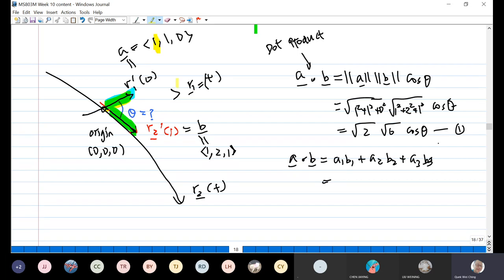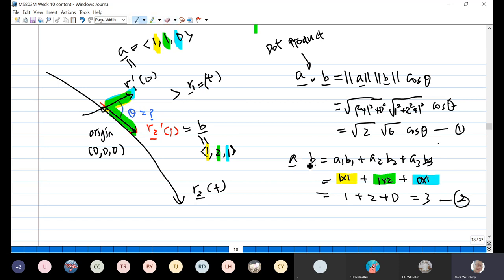So I'm using them: 1 and 1 gives 1. A2 now, 1 and 2 go together, 1 plus 2. And finally, 0 and 1, so 1 plus 2 plus 0 is 3. Both of them are the dot product, so they must be equal, two different ways of computing the dot product. So I have square root 2, square root 6, cosine theta, is equal to 3.